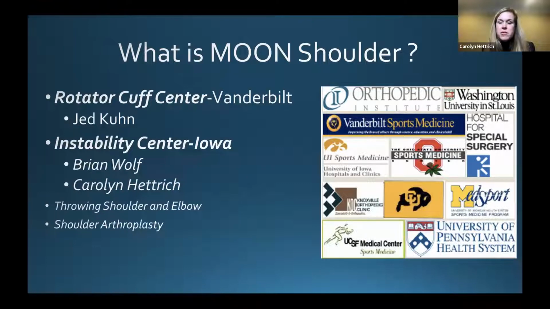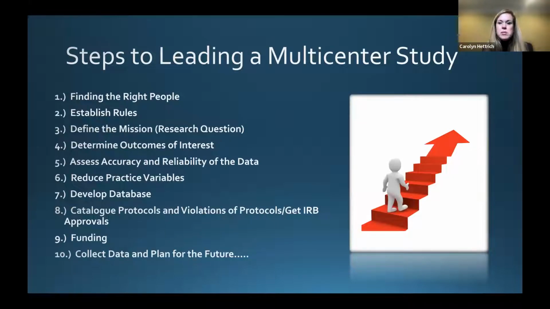We had the Rotator Cuff Center, which is the first study that was done out of Vanderbilt with Jed Kuhn. Brian Wolf and myself did instability. We have a throwing shoulder and elbow study that started out of Vandy by Eric Bowman, and shoulder arthroplasty that's getting going as well. So these are the steps to leading a multi-center study: finding the right people, establishing the rules, defining the mission, determining the outcomes of interest, assessing accuracy and reliability, reducing practice variables, developing your database, cataloging your protocols, and doing all the IRB stuff, funding, and then planning for the future.